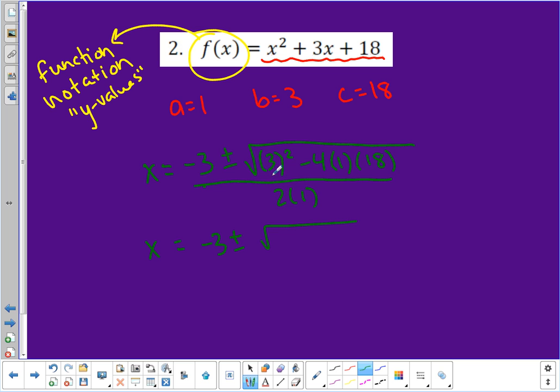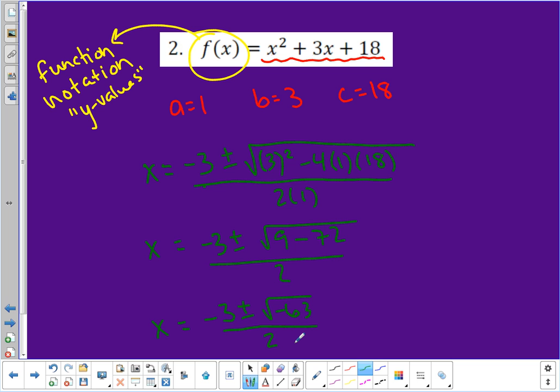So underneath the radical, 3 squared is 9. We know that. Type it into your calculator: 4 times 1 times 18 is 72. So 9 minus 72. The whole thing is all divided by 2, and 2 times 1 is 2. We can go ahead and take care of that and put that down as well. Okay, now finish off the radical. 9 minus 72 gives me a negative 63. So x is equal to negative 3 plus or minus the square root of negative 63, all divided by 2.